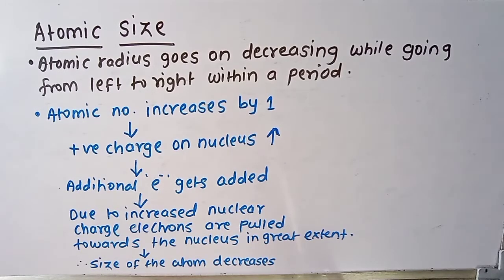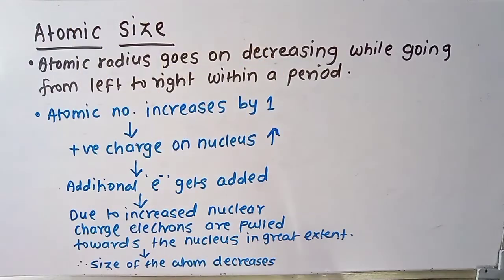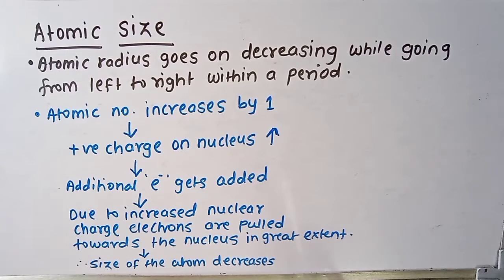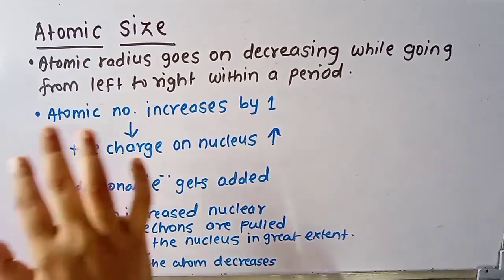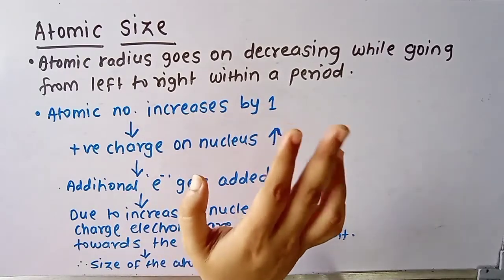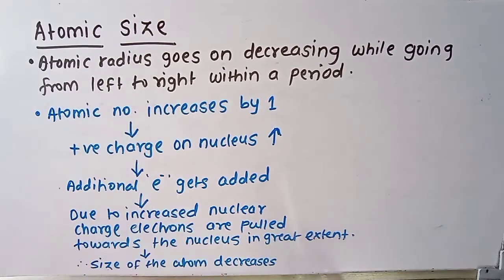Atomic radius goes on decreasing while going from left to right within a period. So write it down: atomic radius goes on decreasing while going from left to right within a period, and we'll see how this happens.